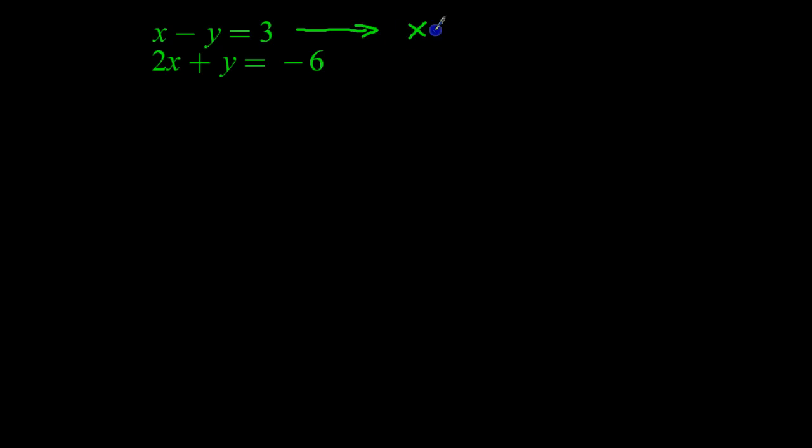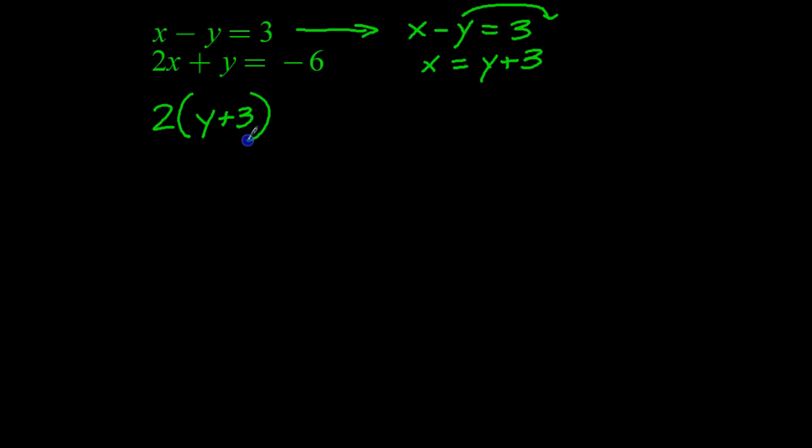So I could do x minus y equals 3, and what I'll do is I'll take the y and move it to the other side, so I get x equals y plus 3. Okay, now I know what x is, so I can take this here and put it in here. So we'll do 2 times whatever x is, so x is y plus 3, plus y is equal to negative 6. Okay, so let's go ahead and do 2 times y, 2y, plus 2 times 3 is 6, plus y is equal to negative 6.